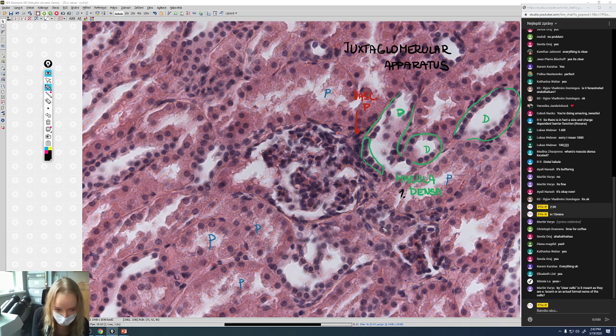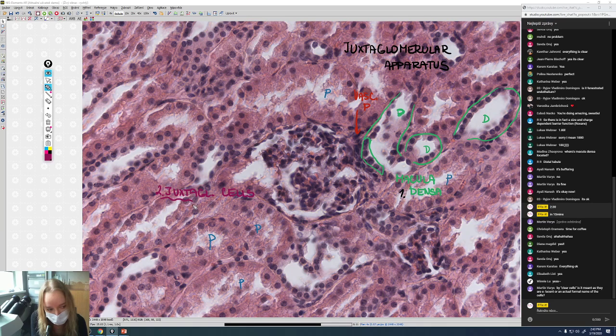The second cells, which are here in this dark spot right there, the next cells, I'm going to write it somewhere here. The next cells are juxtaglomerular cells. Juxtaglomerular cells.